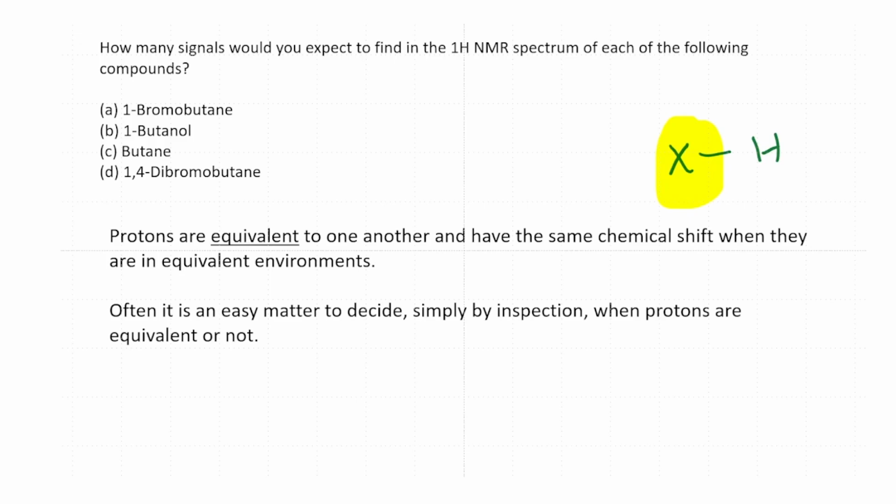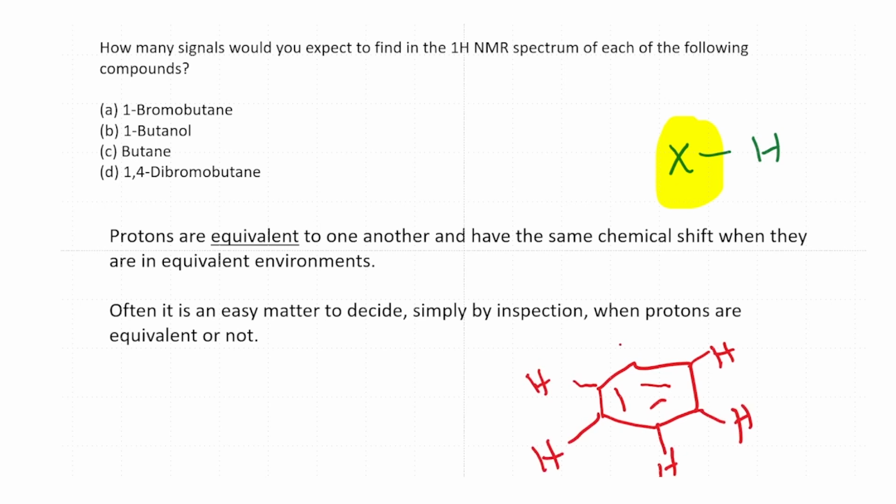Usually, in many cases, it's very easy to decide. For example, if I take the example of benzene, all these hydrogens that are shown here have the same chemical shift and they're equivalent because they are in the same environment. Methane, for example, is another example where you can clearly say that all of them are equivalent.